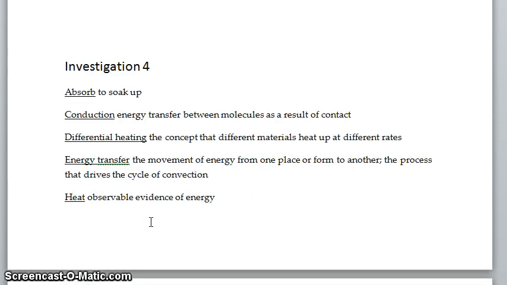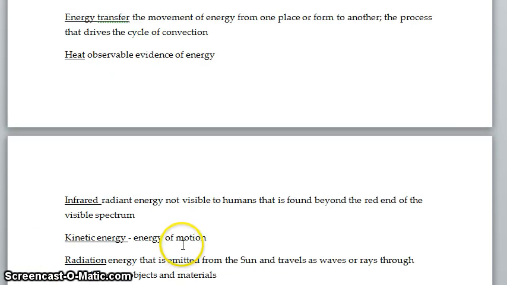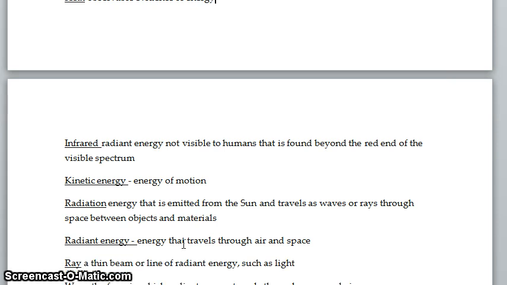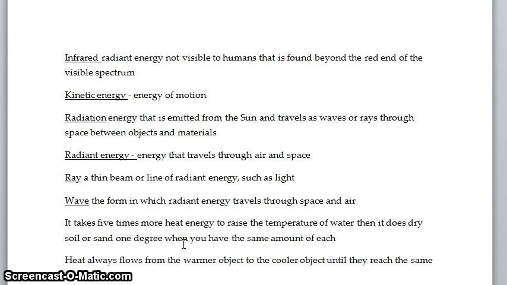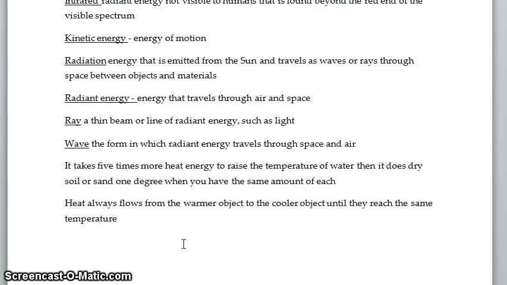Here's some of the vocab words that we have: absorb, conduction, differential heating, energy transfer, heat, infrared, kinetic energy, radiation, radiant energy, rays, and waves. I also put a couple statements here at the end that I want to make sure that we all understand.